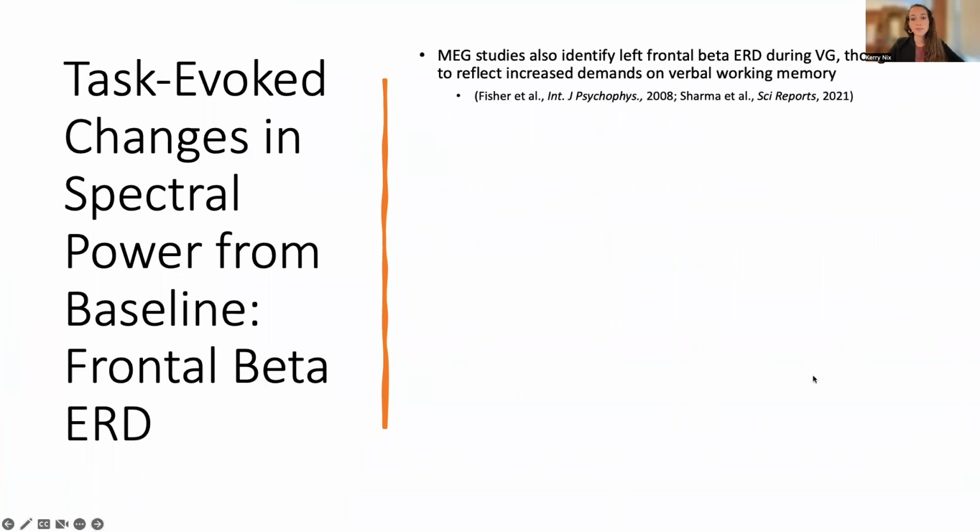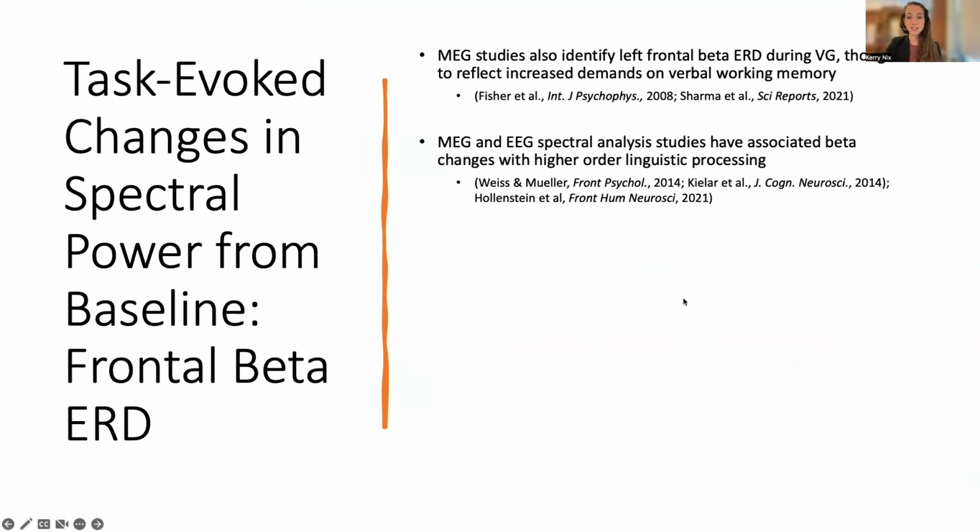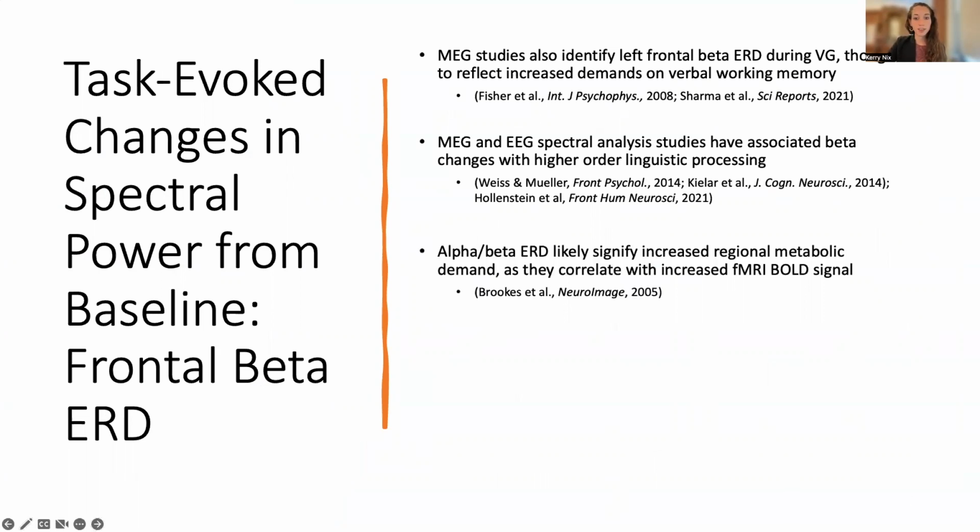MEG studies also identify left frontal beta ERD during verb generation, which is thought to reflect increased demands on verbal working memory. And more generally, MEG and EEG spectral analysis studies have associated beta changes with higher order linguistic processing, including word discrimination, semantic unification across a variety of language tasks and brain regions. Alpha and beta ERD likely signify increased regional metabolic demand, as they correlate with increased fMRI bold signal.